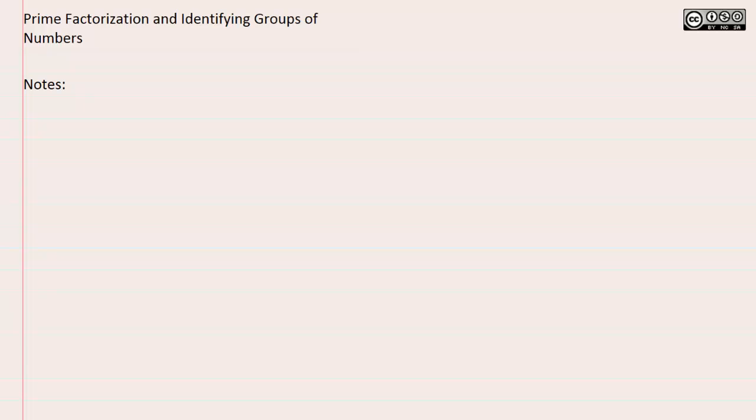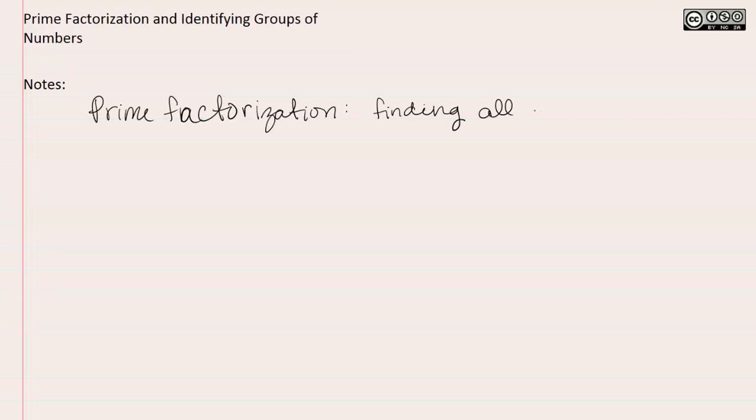This video is on prime factorization and identifying groups of numbers. First, we'll talk about prime factorization. Prime factorization is finding all of the prime numbers that multiply to a given number. We also call those factors. So it's finding all prime factors of a given number.